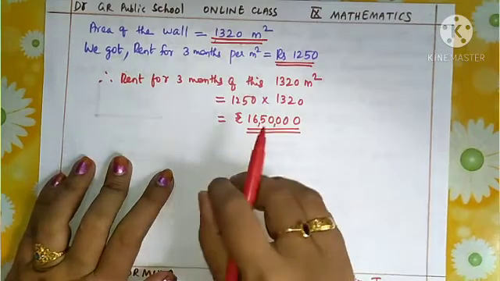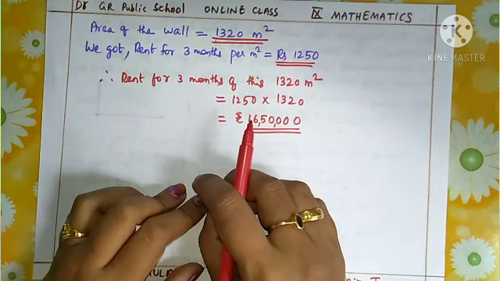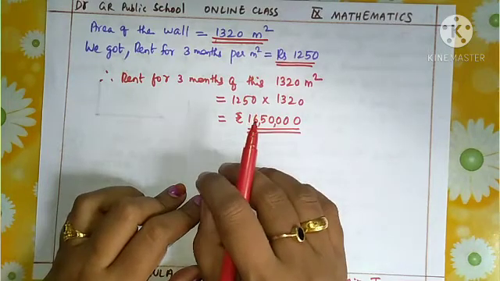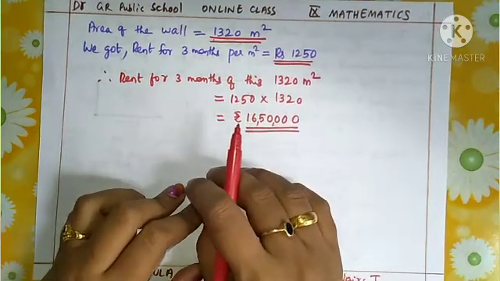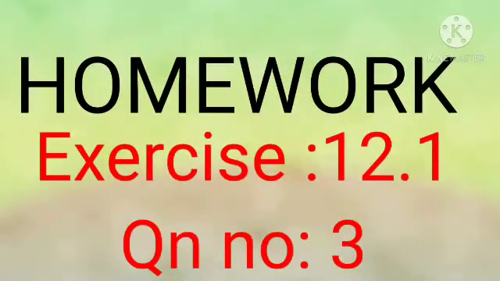Okay, so this is the total rent the company needs to pay for booking the wall for 3 months. Okay, so hope all of you understood all the problems. So read the problem very well and complete the answers and complete the homework also. Okay, complete the homework question number 3 from your exercise.